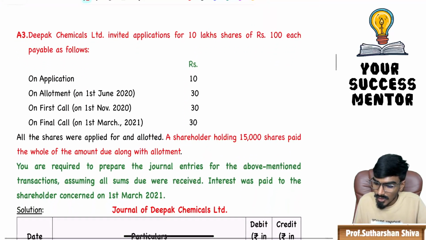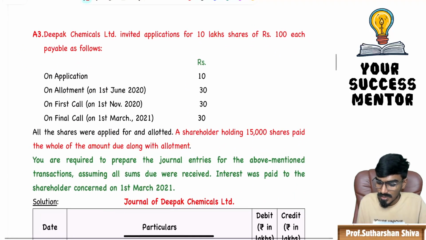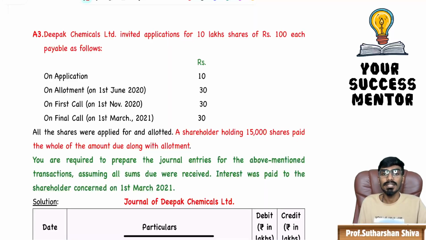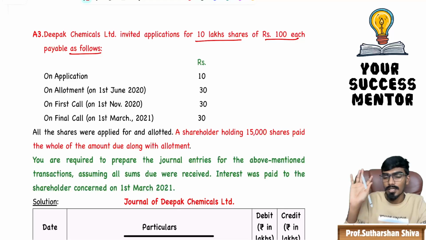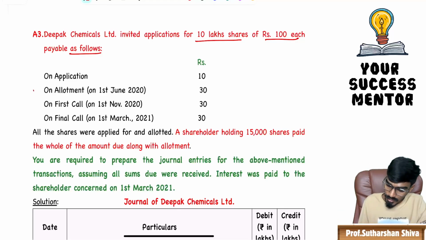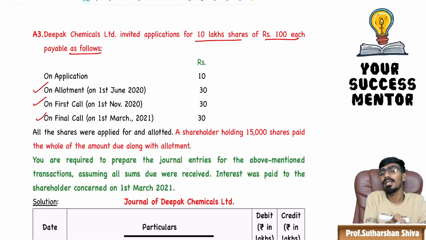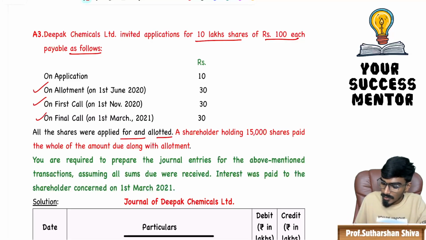Yes. Come to A3. A3 is Deepak Chemicals Limited invited application for 10 lakh shares of rupees 100 each payable as follows. Okay, 10 lakh shares. Correct. Question is 100% correct. Why is it specifically A3? Dates are given. That's why. Because this question is very much crucial. All the shares were applied for and allotted.